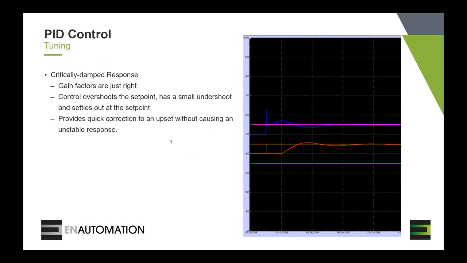And then the critically damped response. This is a scenario of just right. All the gain factors are set just right. Control will overshoot the set point by a small amount. There'll be a small undershoot, and then the control levels out at the set point. So that's ultimately what we're looking for in the PID response.